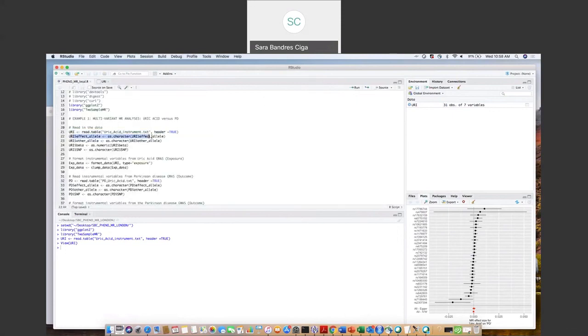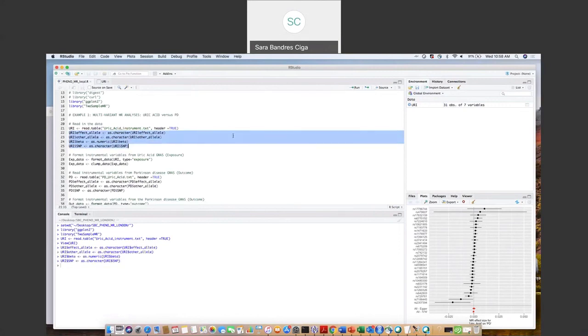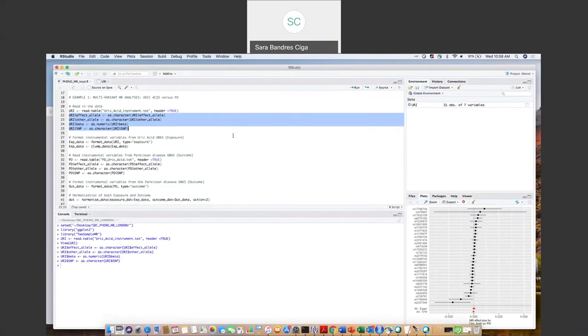Then I'm just going to run these few lines to format the data a little bit. This is to make sure that R understands that whatever has to be a character is a character, and whatever is numerical is numeric. I'm just going to run these 4 lines here. Is everybody following, or do you have any questions? All good?